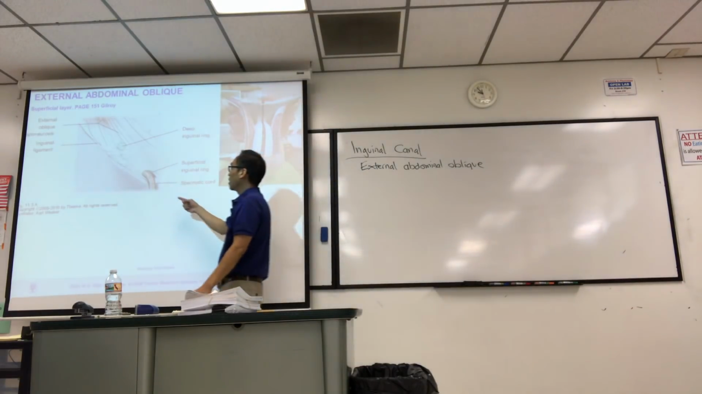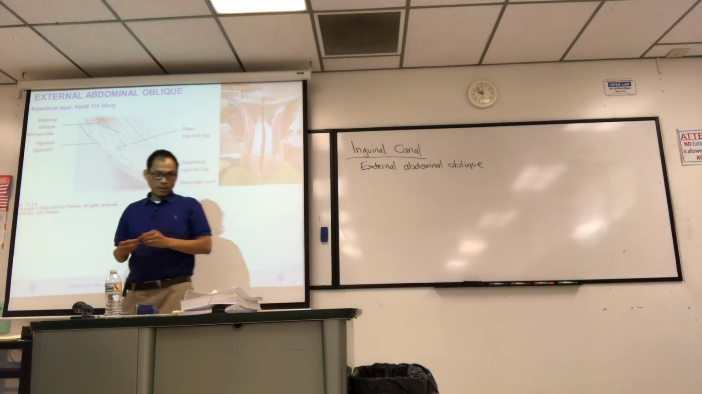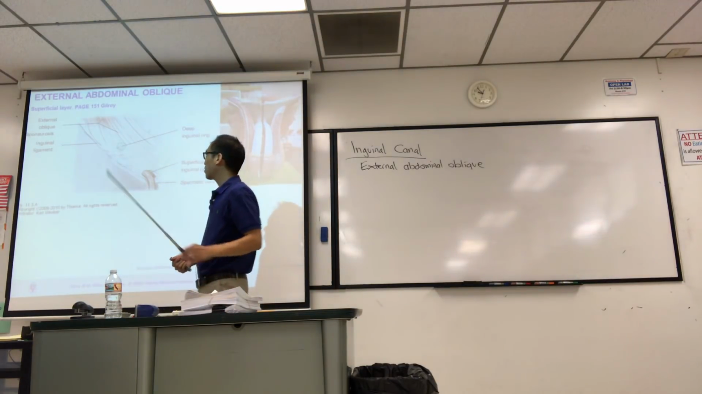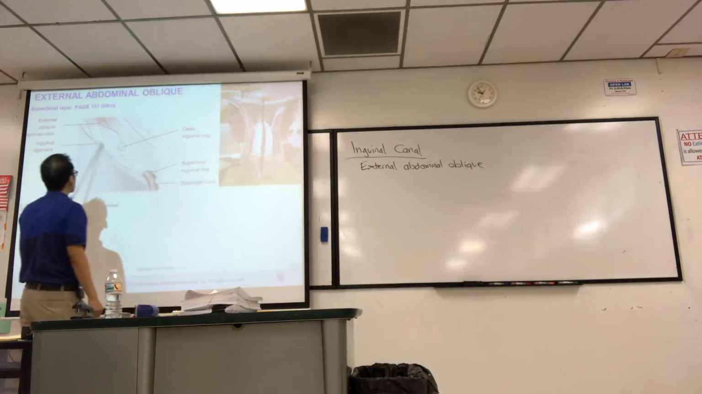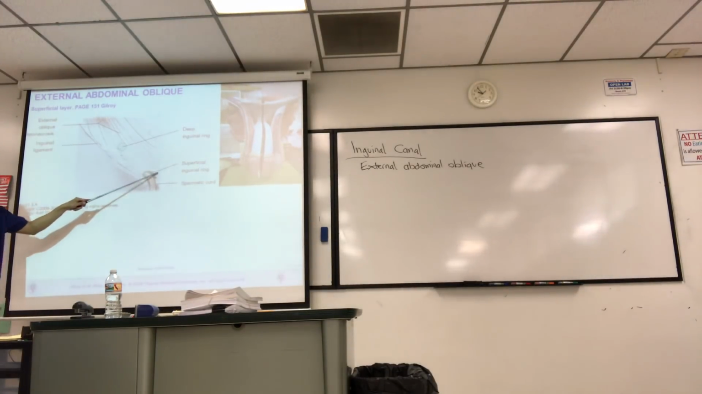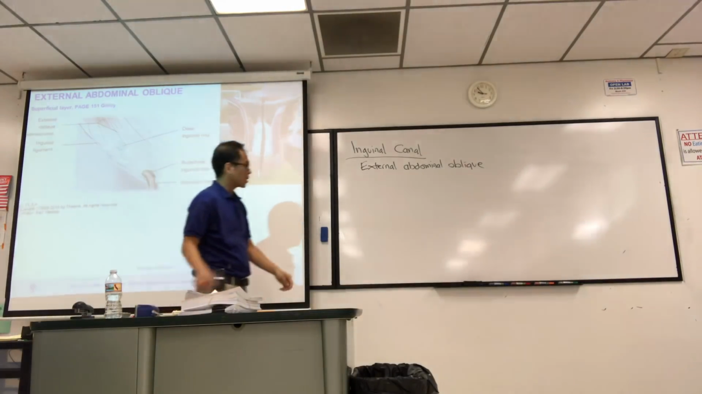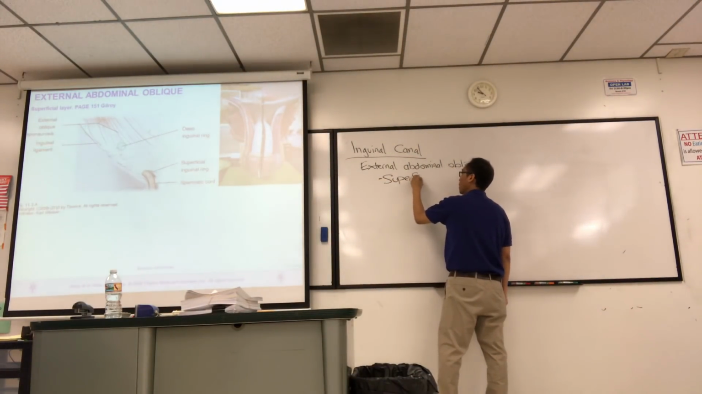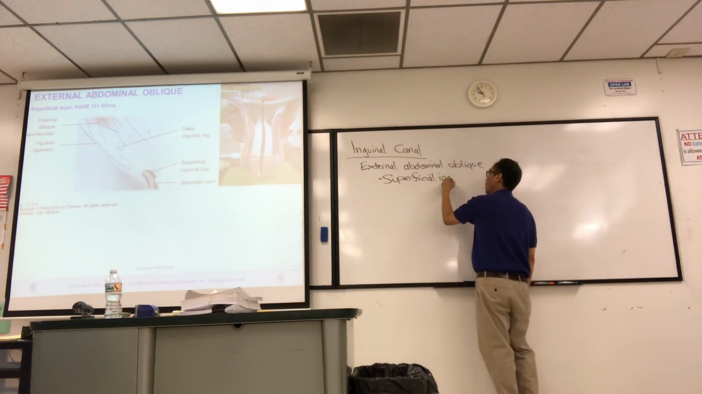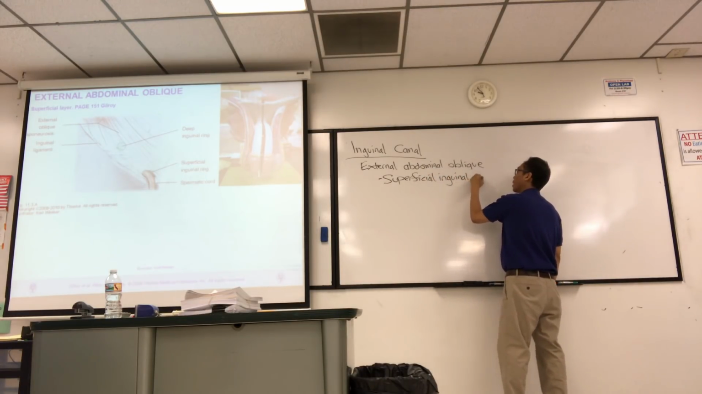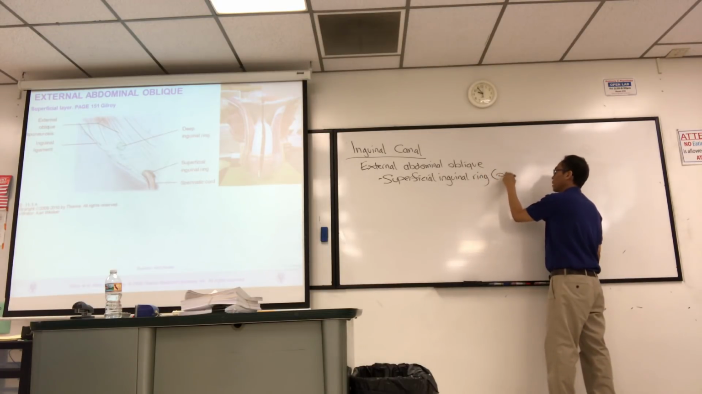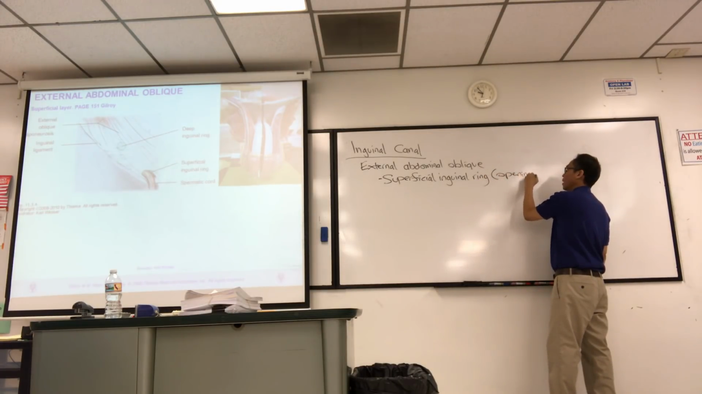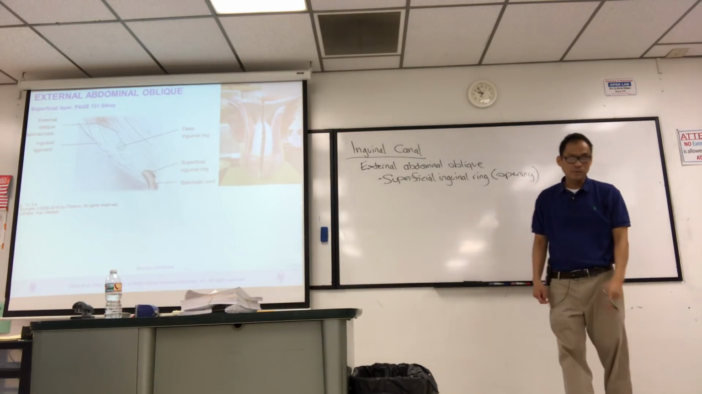There's an opening presented in this layer. If you look medially, connective tissues of this muscle layer, they kind of crisscross inferiorly. And there's an opening medially called the superficial inguinal ring. That's how the spermatic cord basically gets out. Superficial inguinal ring. Basically, the opening for the spermatic cord. So know the opening.